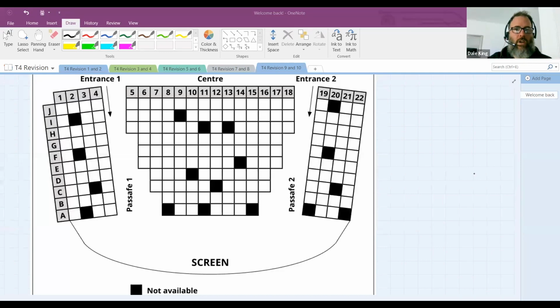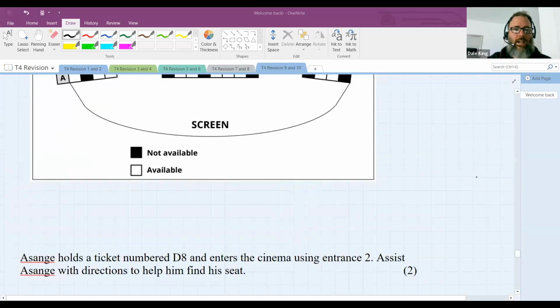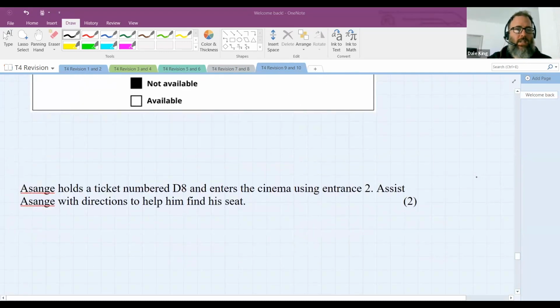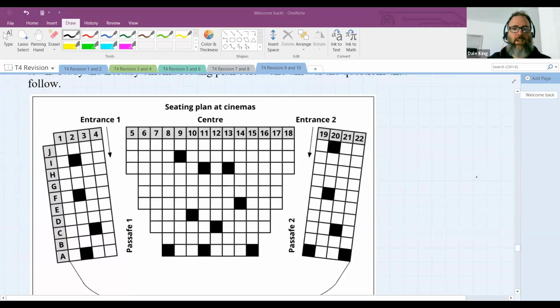Let's see what the questions are. I'm going to move up and down. So Assange holds a ticket number D8, enters the cinema using entrance 2, assist with directions. All right. So he's got a ticket that says D8 and he's entering from entrance 2.